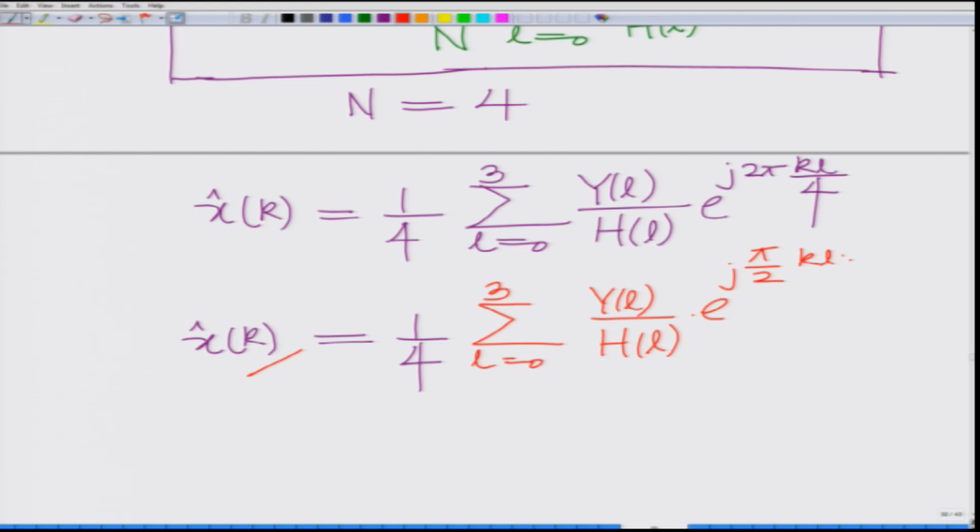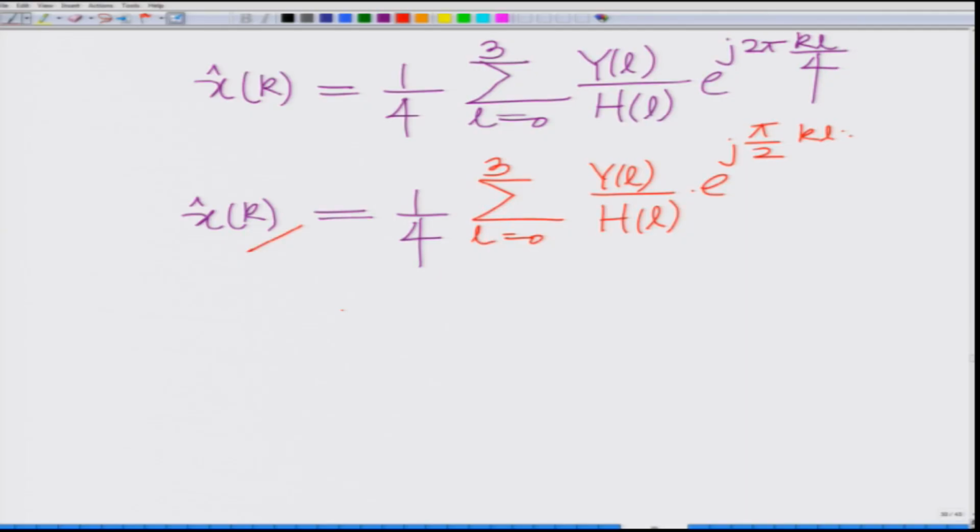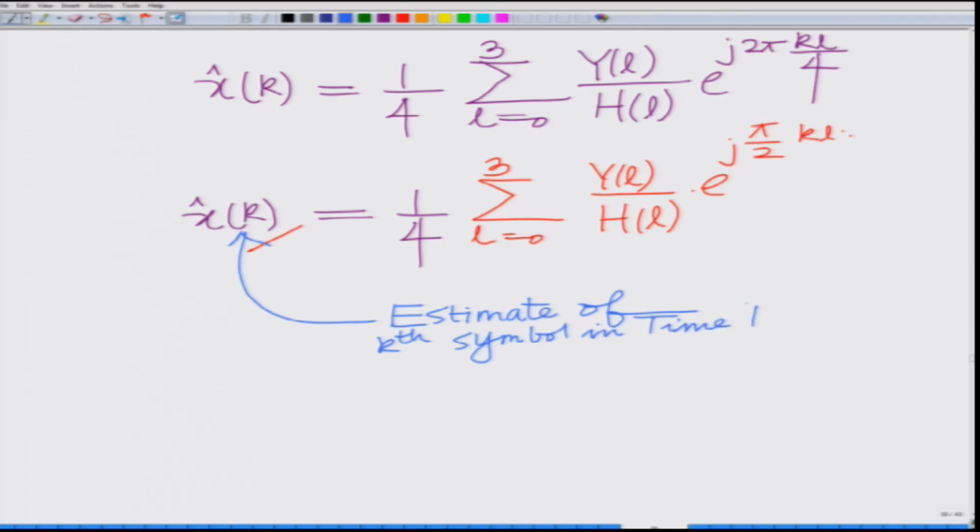So, X hat k is basically your estimate of the kth symbol in the time domain. In fact, this is the symbol estimate, this is the estimate of the kth symbol. Let me also write this: x hat k is the estimate of the kth symbol in the time domain.